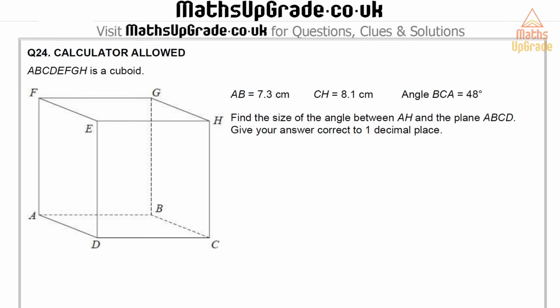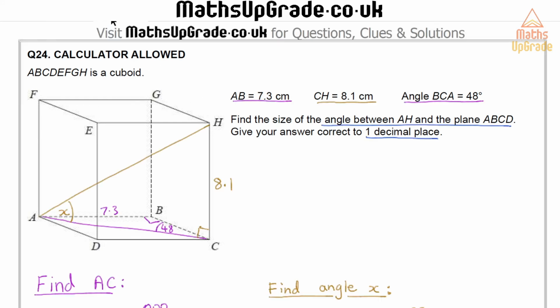Question 24. ABCDEFGH is a cuboid. AB equals 7.3, CH is 8.1, and angle BCA equals 48 degrees. I have to find the size of the angle between AH and the plane ABCD. I have to give my answer correct to 1 decimal place, and the whole question is worth 4 marks. So just labelling those dimensions onto the diagram, I get this. Here's CH as 8.1, here's AB as being 7.3, and angle BCA is 48 degrees, which is this angle here.